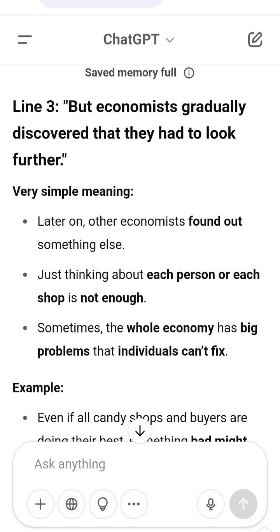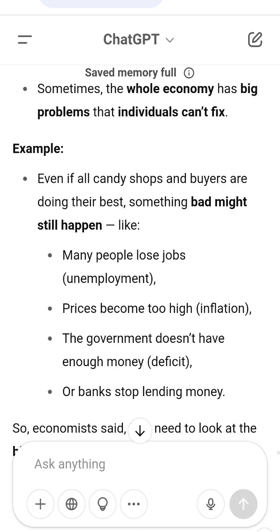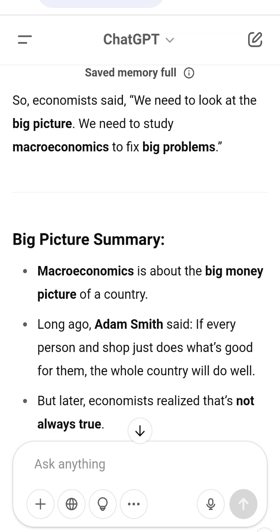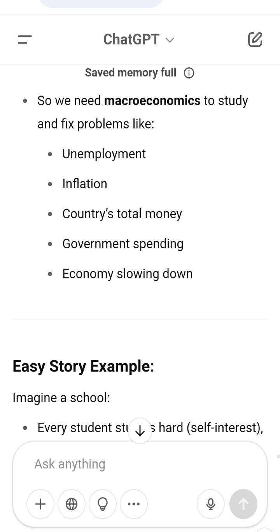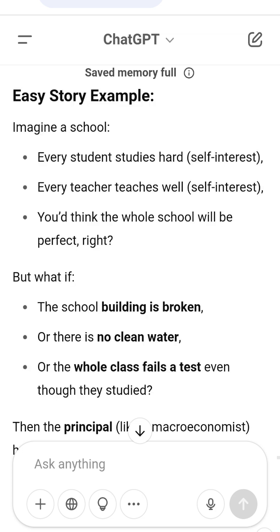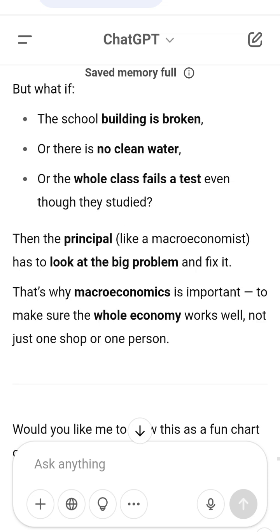Easy story example. Imagine a school. Every student studies hard, self-interest. Every teacher teaches well, self-interest. You'd think the whole school will be perfect, right? But what if the school building is broken, or there is no clean water, or the whole class fails a test even though they studied? Then the principal, like a macroeconomist, has to look at the big problem and fix it. That's why macroeconomics is important, to make sure the whole economy works well, not just one shop or one person.